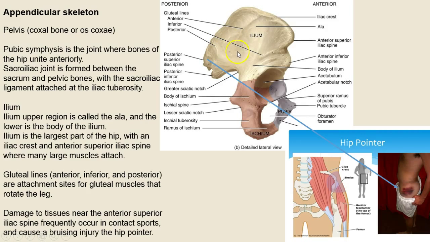If we look at the anterior iliac spine, right up front here, if there's an anterior superior, then hopefully there's an anterior inferior. So there's two paired spines, in the front and in the back. In the front is where we sometimes get that hip pointer injury. You can see right here in this example, often from a collision or from a fall.